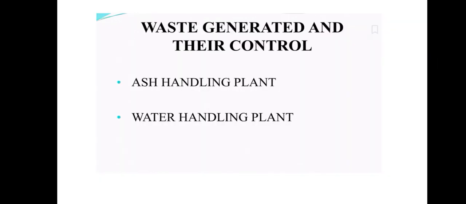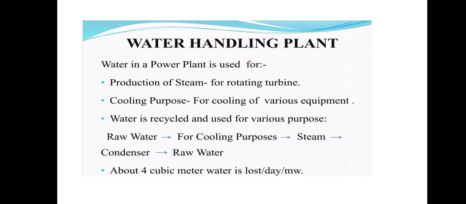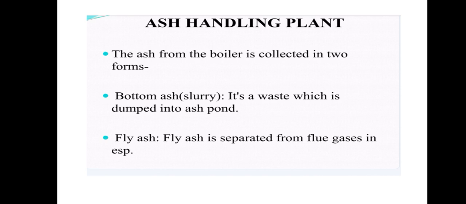Waste generated and their control: ash handling plant and water handling plant. Ash handling plant. The ash from the boiler is collected in two forms. Bottom ash is waste which is dumped into an ash pond. Fly ash is separated from flue gases in the ESP.